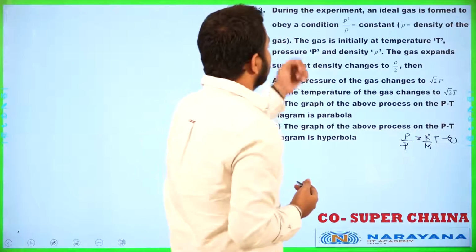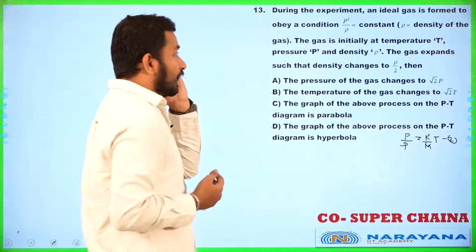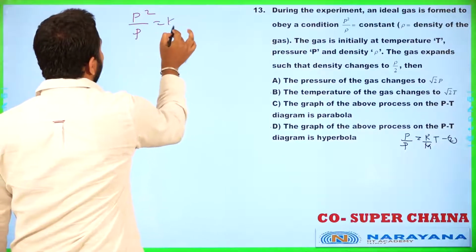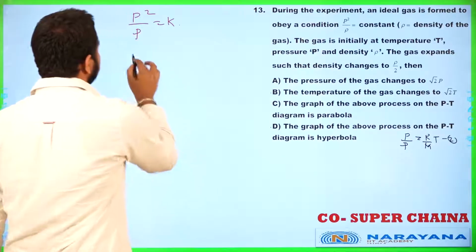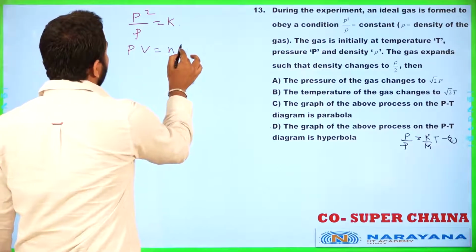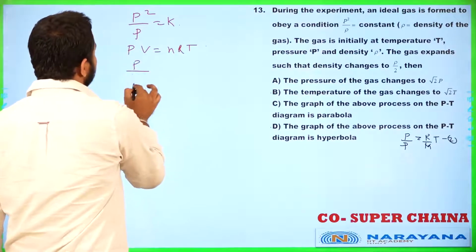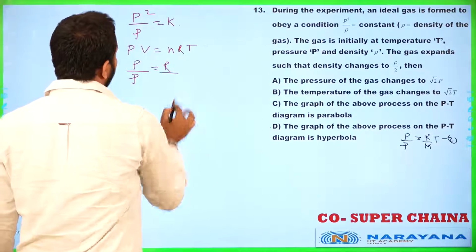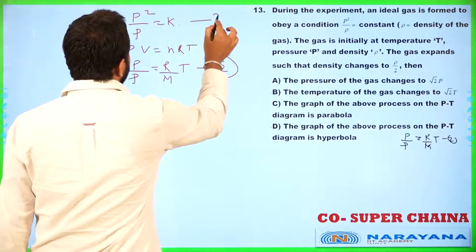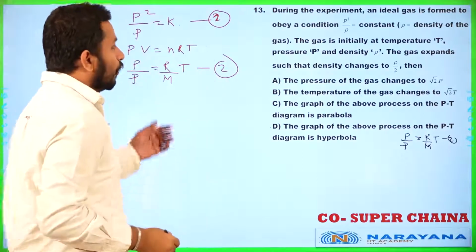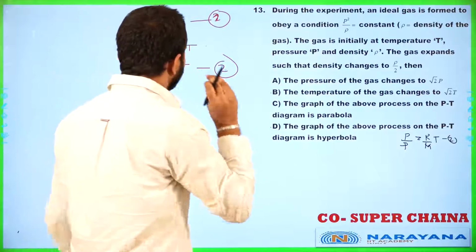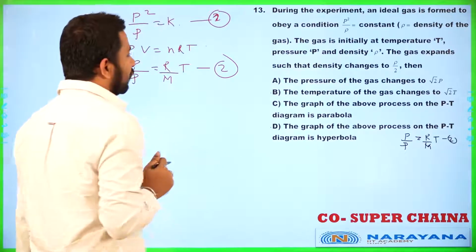Here student, during the experiment an ideal gas is formed and it obeys the condition P square by rho is equal to constant. This is my condition 1. Now I know by ideal gas condition PV is equal to nRT. From here if I write in terms of pressure and density, I can write it as P by rho equals RT by M. This is my equation 2. I name this as equation 1. On simplifying equation 1 and equation 2, student, what can I get?